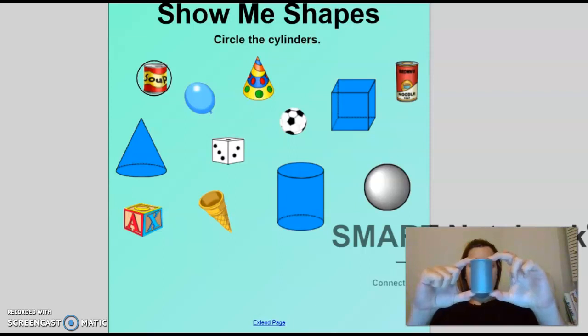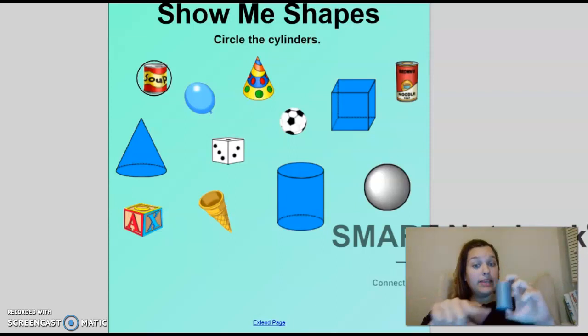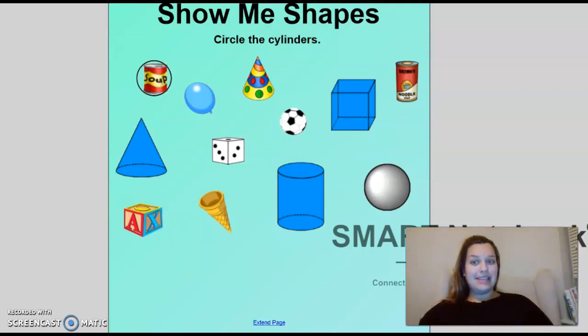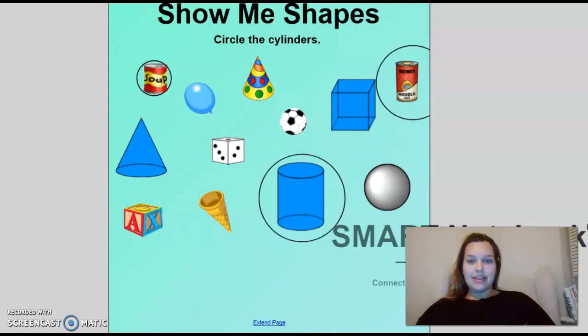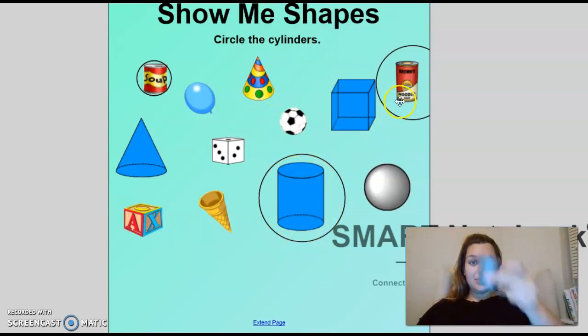So what I want you to do is pause me, and I want you to find all the cylinders on this page. You can point to them, and then when you unpause, we'll go over and we'll see if we got the same answers. How many cylinders did you find? I found 1, 2, 3. I found the 3D version in 2 cans that looked like cylinders. Is that what you got? Great job! Let's go on to our next shape.